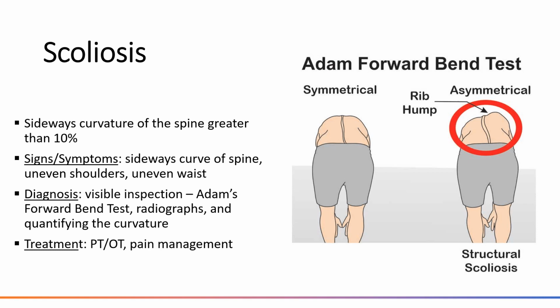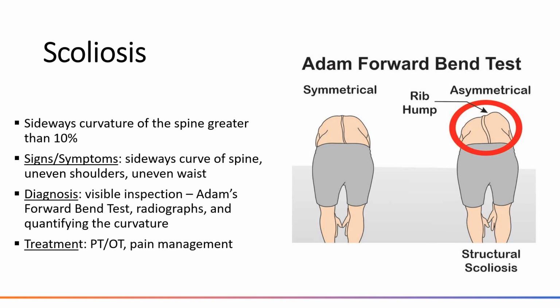Scoliosis. So in scoliosis, there's a sideways curvature of the spine that's greater than 10%. Signs and symptoms, there's that obvious sideways curve of the spine. The patient will also have uneven shoulders, so one shoulder blade will appear more prominent than the other. They can have an uneven waist, so one hip is higher than the other.